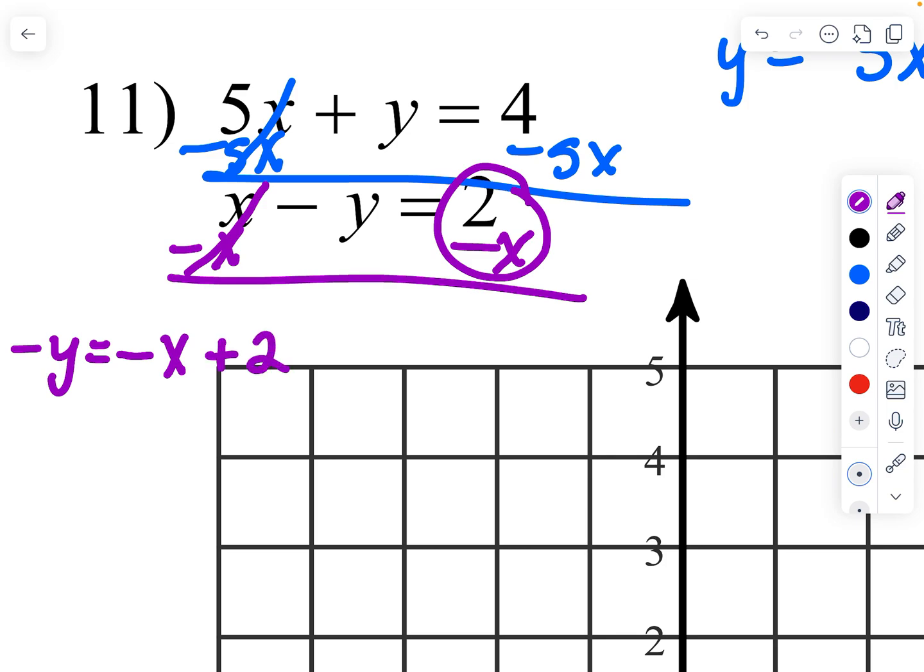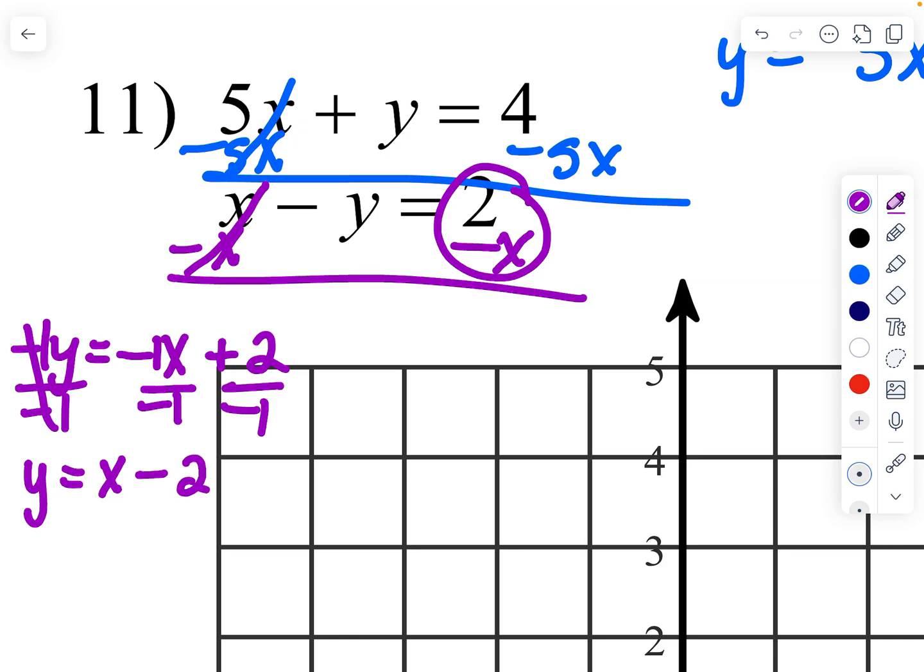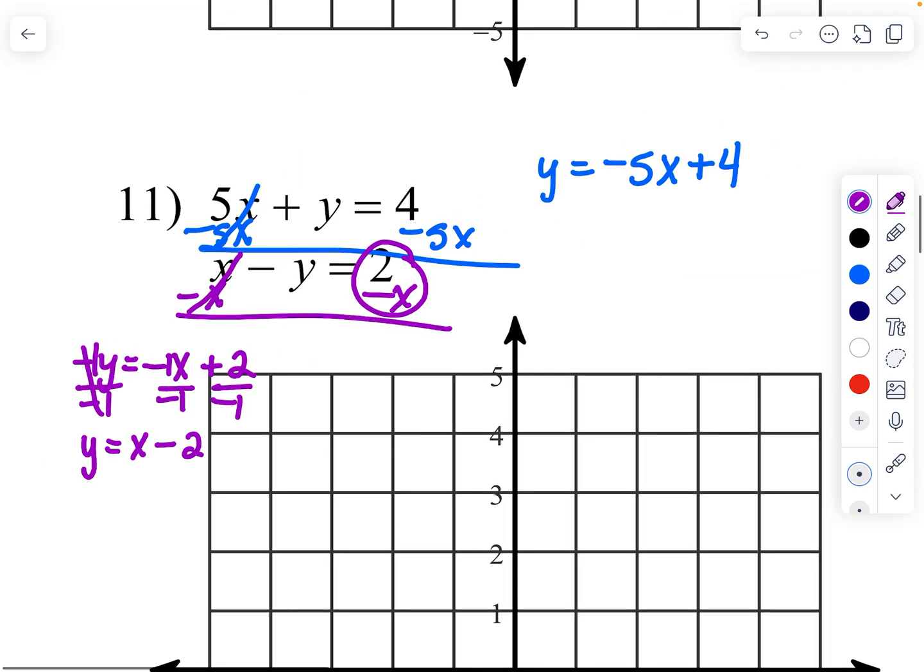Now you're not done because there's a negative 1 in front of that y. So I'm going to divide that negative 1 by everything until I'm left with y alone. Now I have a negative 1 divided by negative 1, which is a positive 1x, or just x. And I have a 2 divided by negative 1, which is a negative 2. So now we can graph both of them.